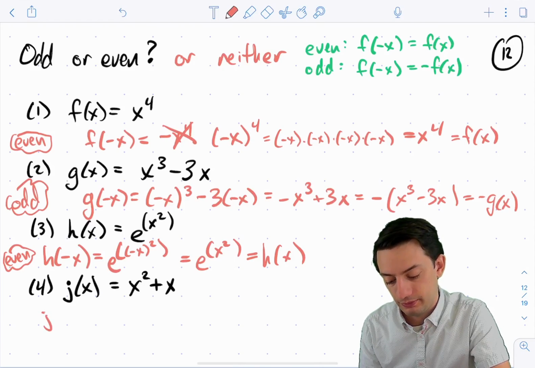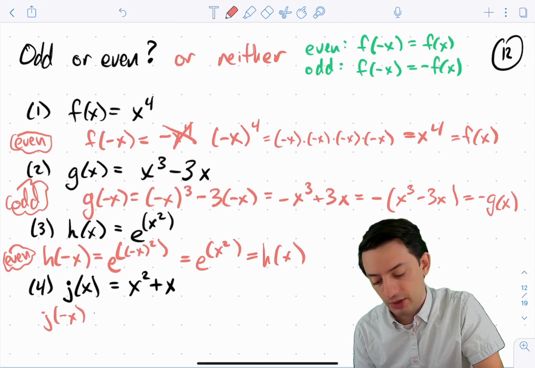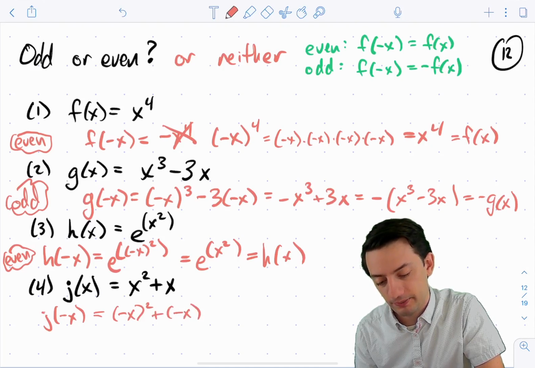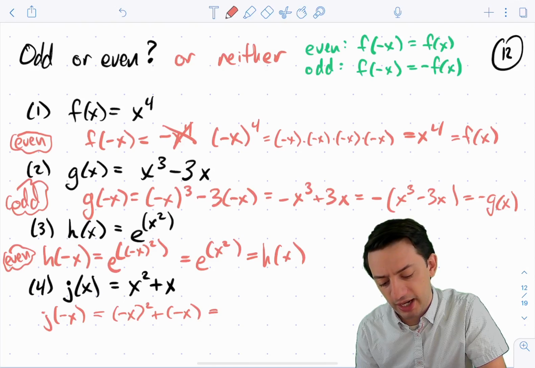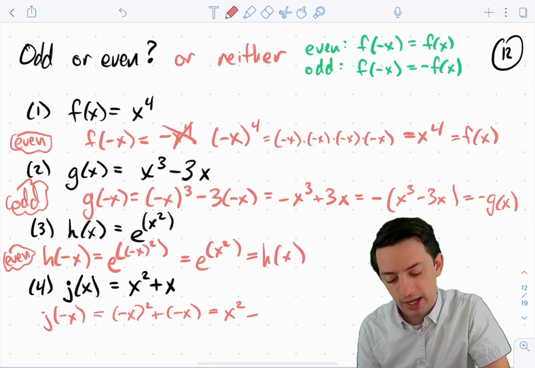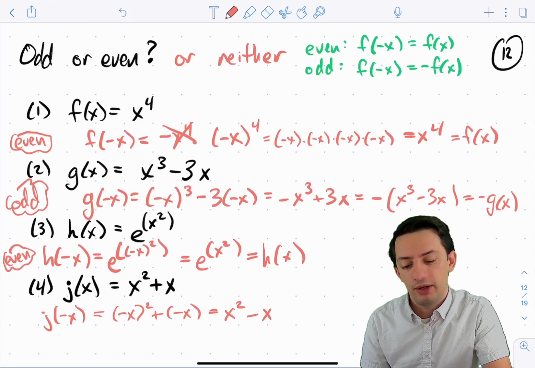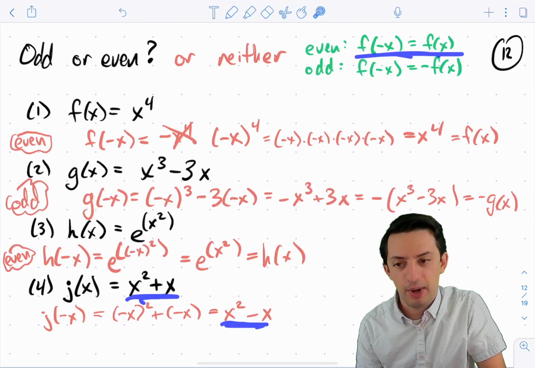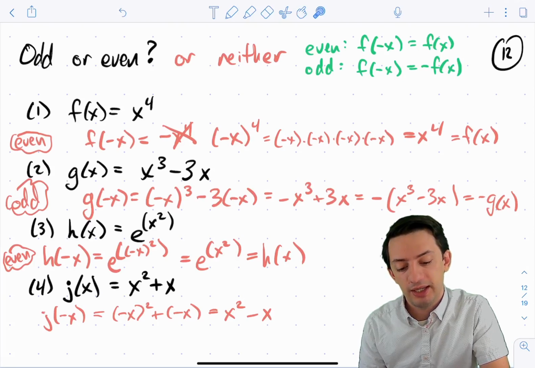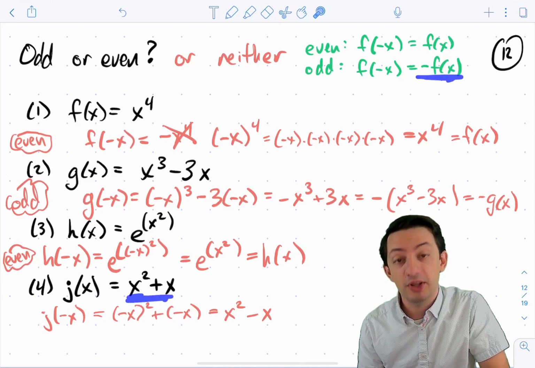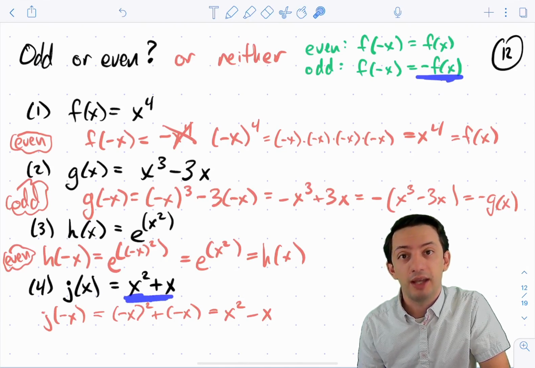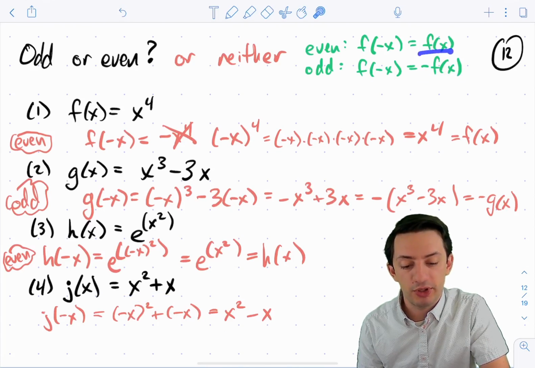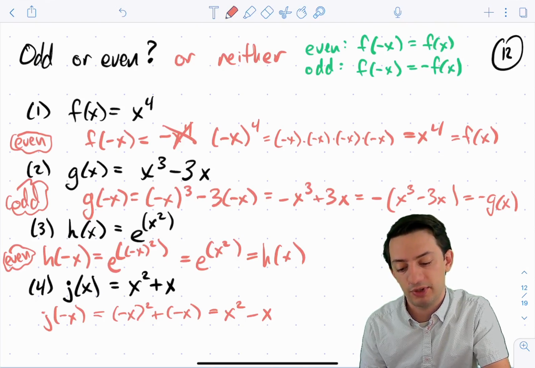Last one. We plug in negative x. That's negative x all squared plus negative x. Simplifying this a little bit, the negative x squared just becomes x squared minus x. Now, is this what we started with? No, because we have a plus and a minus, so it's not even. Is it the negative of what we started with? Also no, because the negative of this would be negative x squared minus x, and this is a positive x squared minus x. So it's not what we started with, and it's not the perfect negative of what we started with. That means it's neither.